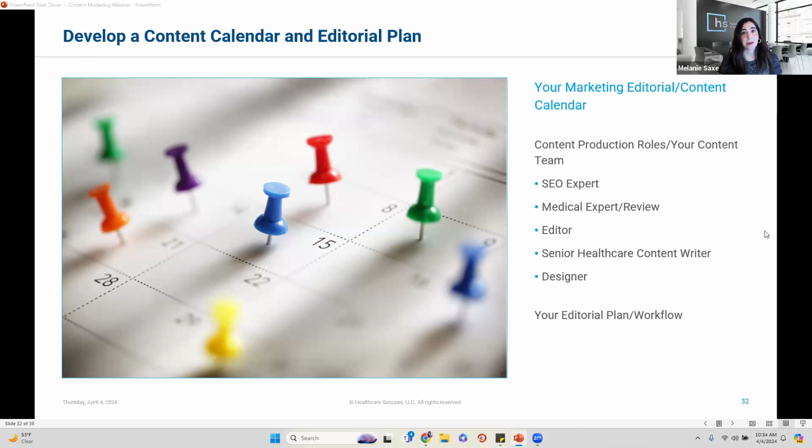And this is another area where you can save money. A lot of people try to save money by outsourcing content or getting a very junior copywriter. In healthcare, we can't waste time and money on that because unfortunately the amount of revisions and work required to bring it to the quality that we need for our industry ends up wasting more time and money.